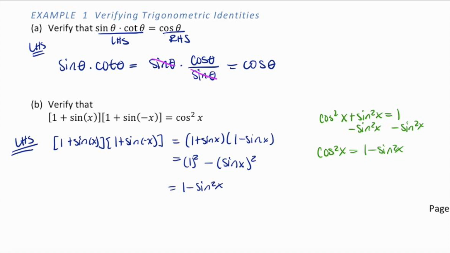Now I have a 1 minus sine squared x here, which is exactly what I have here. So this whole thing becomes cosine squared x. If you notice, we have managed to derive the right-hand side starting only with the information on the left-hand side, so we're done. Let's turn to the next page.